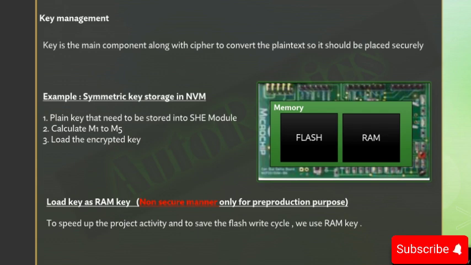if you want to speed up the process of saving the keys, we can use the key as a RAM key also. Saving the keys in NVM results in flash write cycles, so we can store keys in the RAM area, which makes them easily accessible. But the issue is that the RAM key is not a secure key. It's only to speed up the development process.